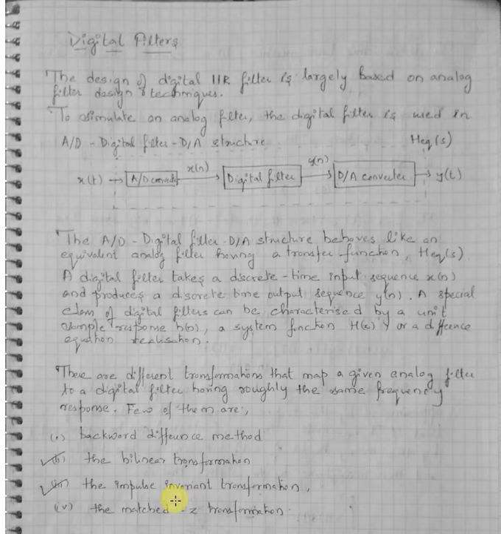So they just have shown an A to D, digital filter, D to A structure. That is basically what input it would take, an analog input, and that would be further taken care of by your digital filter, and that has to be again converted into analog. So they say the corresponding transfer function of this is equal to h of s, that is equivalent transfer function.